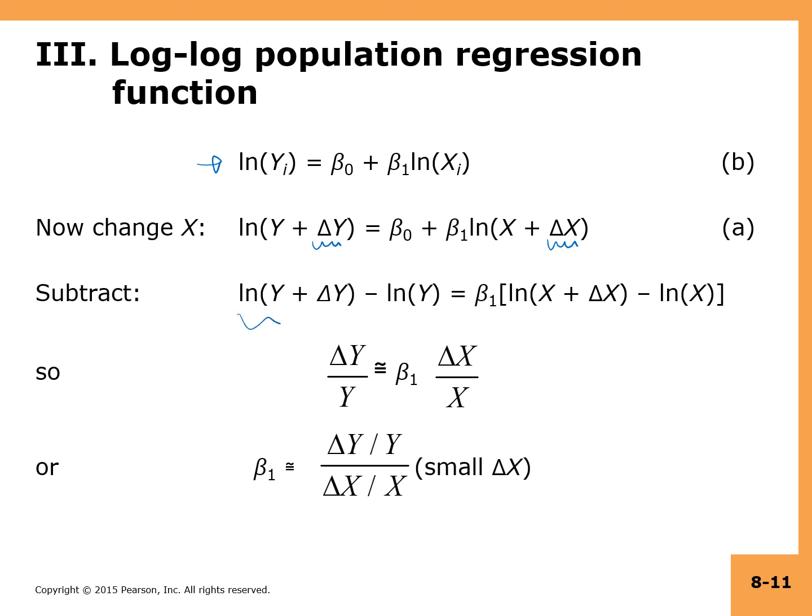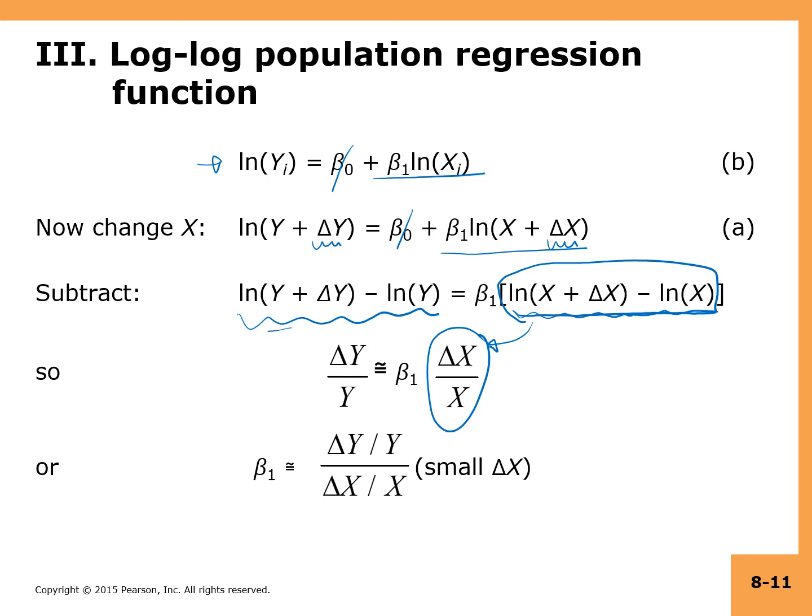Doing that would give you this on the left-hand side. On the right-hand side, beta 0 cancels out, and you're left with beta 1 times log of x plus change in x minus log of x. We know that this part is equal to this, and we know that this can also be estimated by this. Rearranging this would give you beta 1 is equal to change in y over y divided by change in x over x.